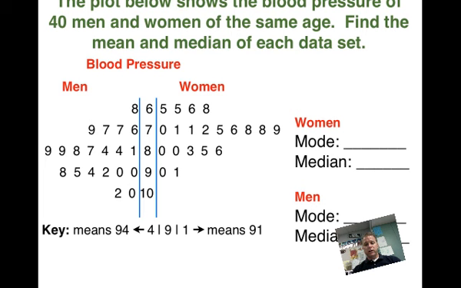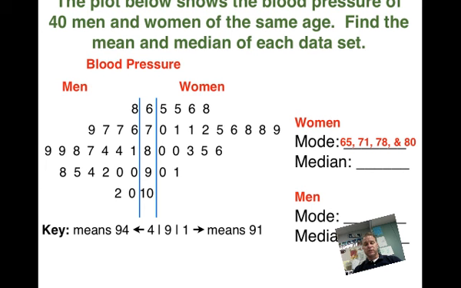So let's find the women's, what's the mode for their blood pressure? See if you can find that. I'll pause the video, figure it out, and we'll see if you got the right answer. We actually have 4 modes here, which isn't really good for us. It's not great information.